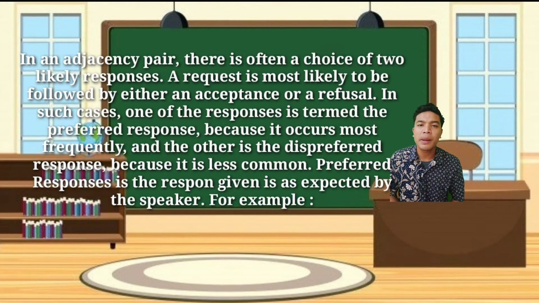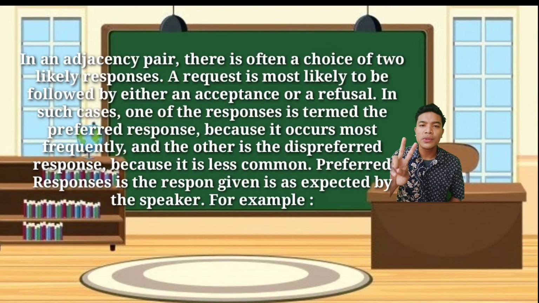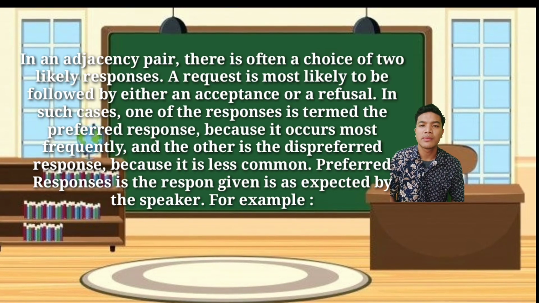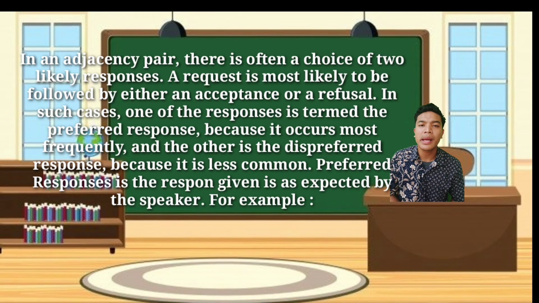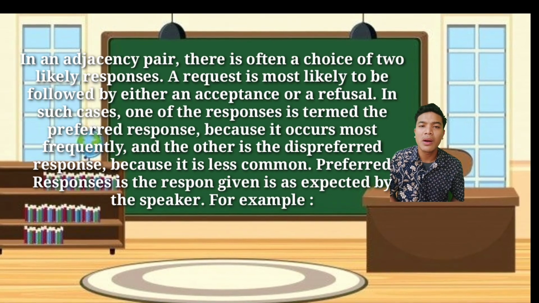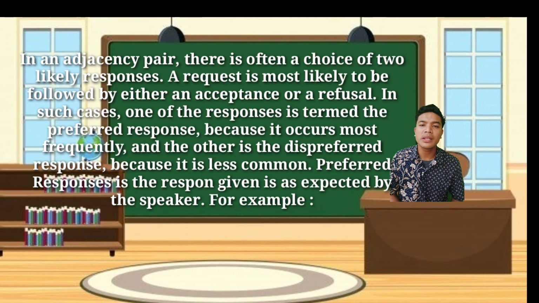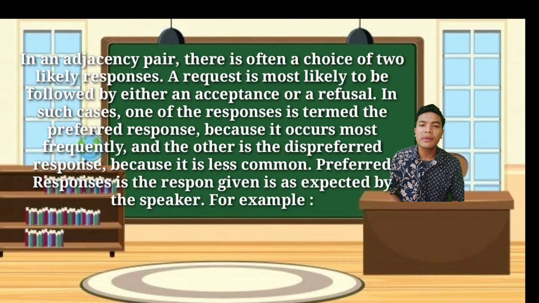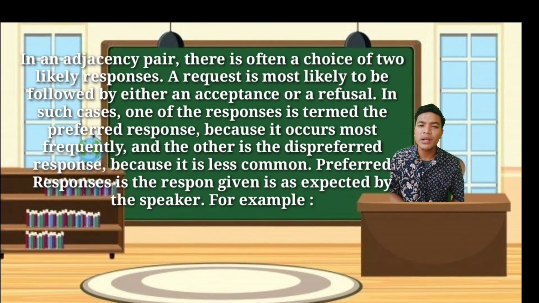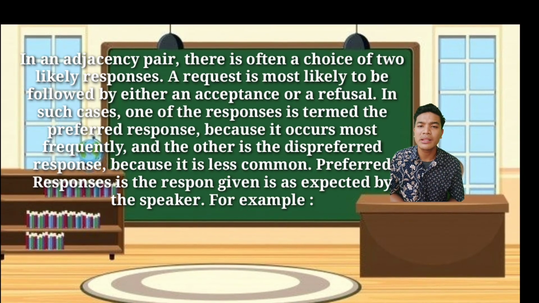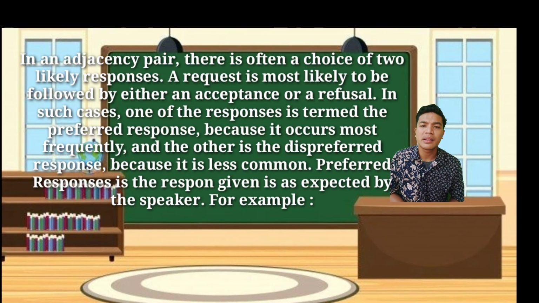In an adjacency pair, there is often a choice of two likely responses. A request is most likely to be followed by either an acceptance or a refusal. In such a case, one of the responses is termed the preferred response because it occurs most frequently, and the other is the dispreferred response because it is less common.